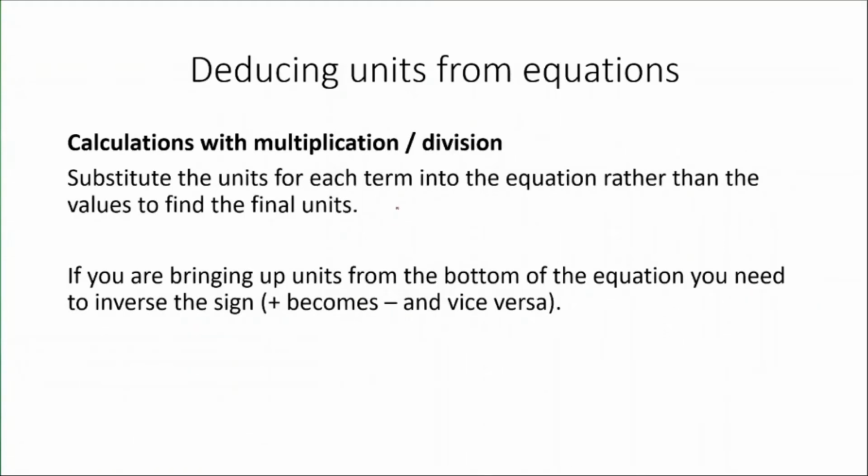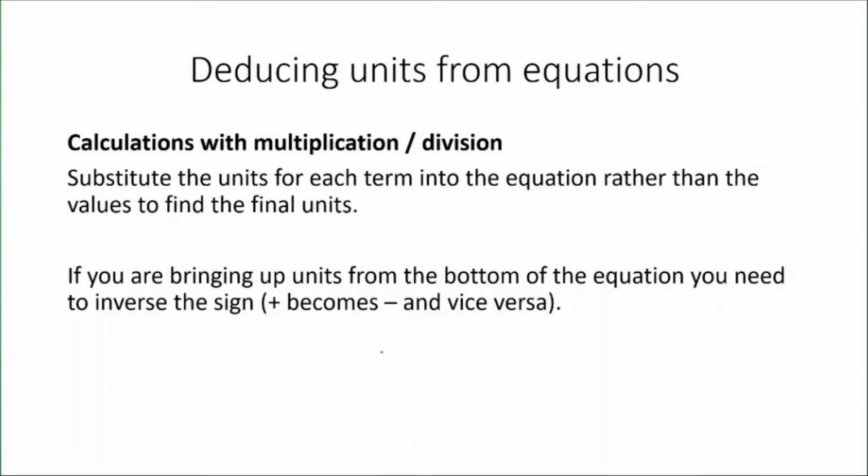If you're doing calculations involving multiplication and division, then you don't do it in quite the same way. What you have to do is take the equation and substitute each of the units in rather than the values to find the final units. If you have units that are on the bottom of the equation, you need to bring them up to the top, inversing the sign. So if they are positive, they become negative when you bring them up, and vice versa.